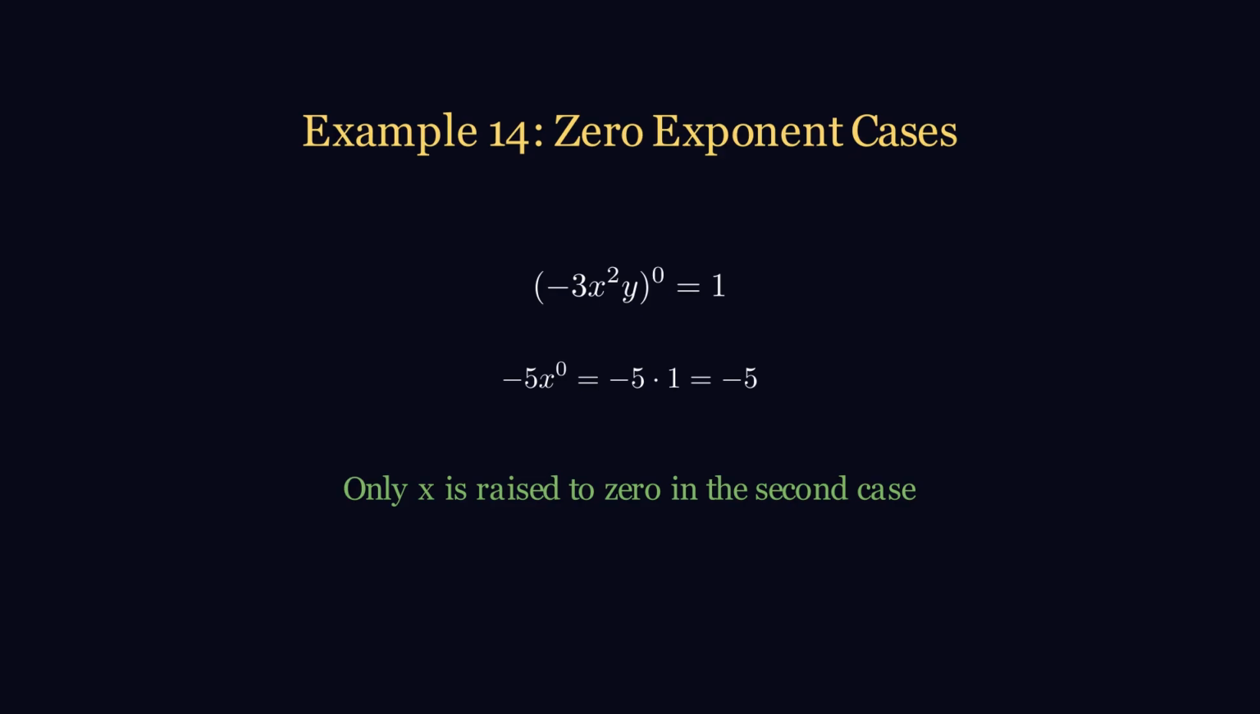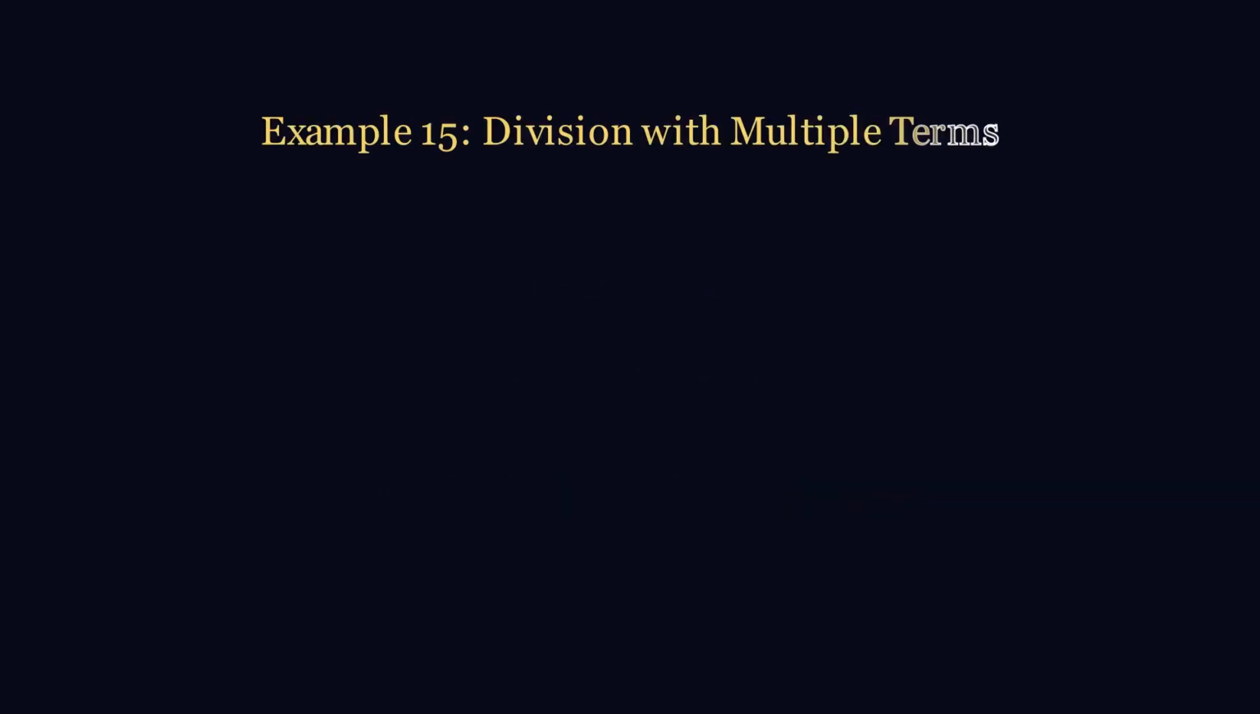Let's tackle a division problem with multiple terms. Simplify 18x to the 9th y squared divided by 6x to the 5th y to the -8. First, divide coefficients. 18 divided by 6 equals 3. For x terms, 9 minus 5 equals 4, so we get x to the 4th. For y terms, 2 minus -8 equals 2 plus 8 equals 10, so we get y to the 10th. The final answer is 3x to the 4th y to the 10th.